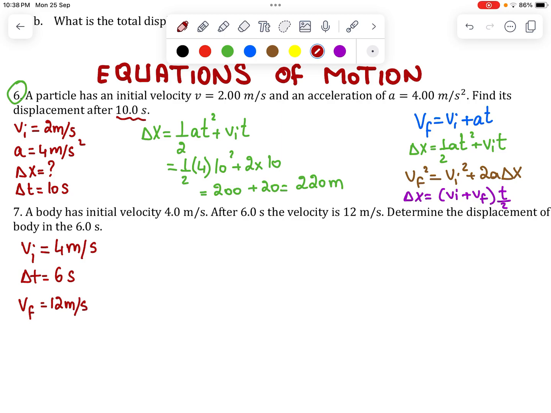Now, given these givens, I need to find the displacement. So I need a formula that uses the initial velocity, the time interval, and the final velocity to find the displacement. Now let me look at my formulas. I see that I have the last one. Yes, I do. So let me go and use it.